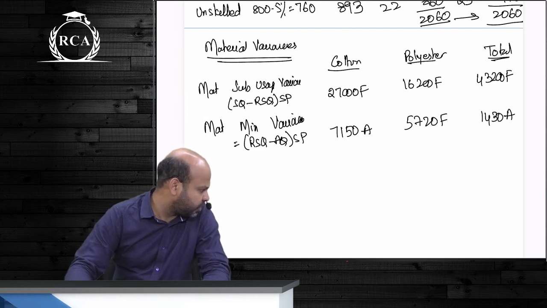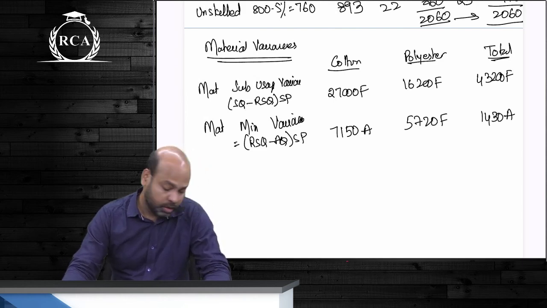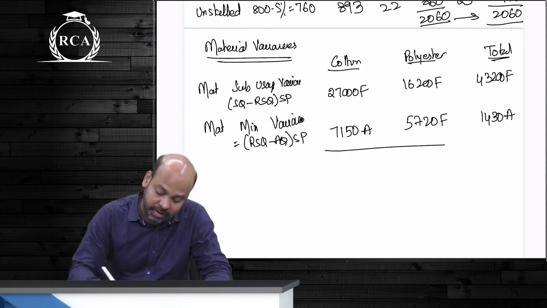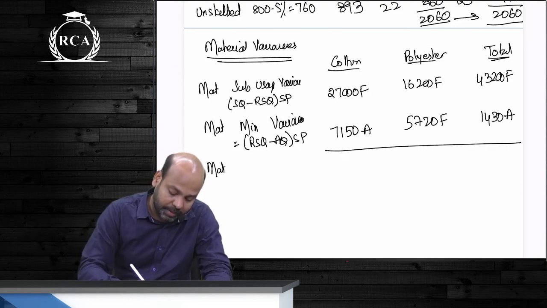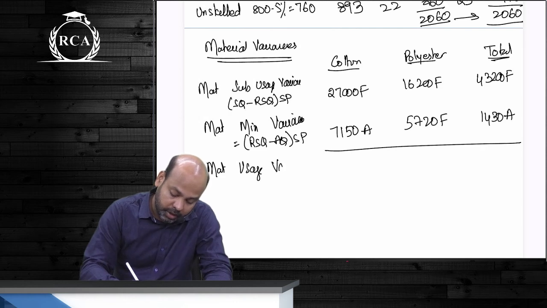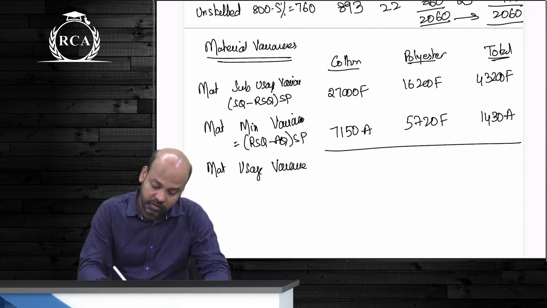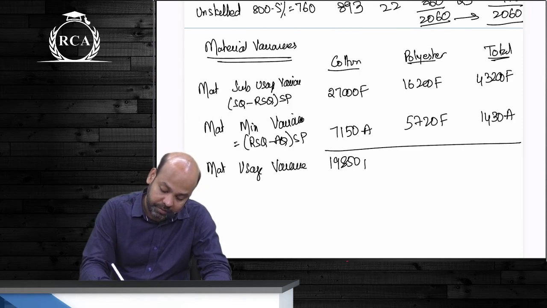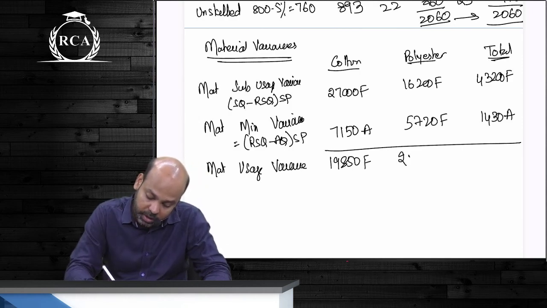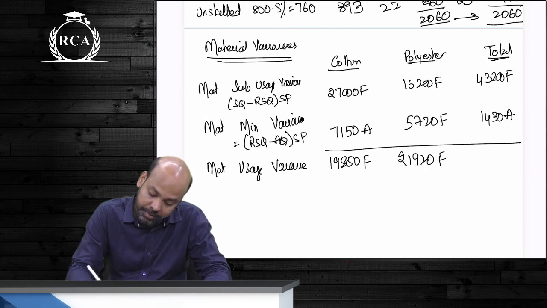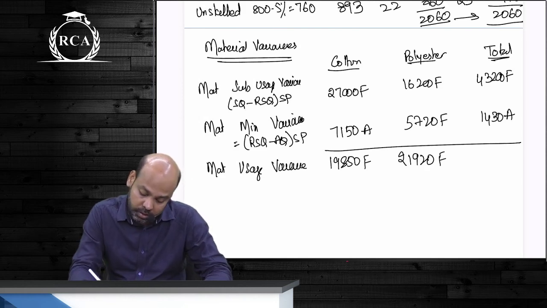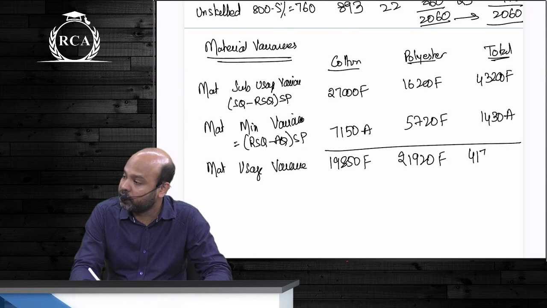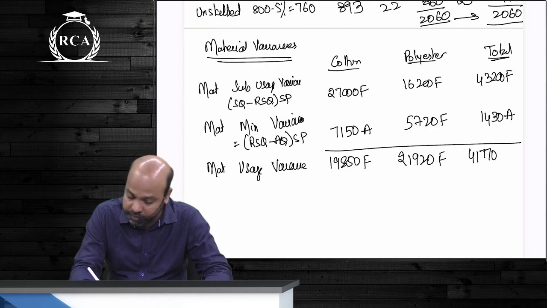Perfect, beta. So we got this, guys. Now, beta, you can add them and write material usage variance. So this will become 19,850 favorable. This will become 21,920 favorable. Put together, beta, 770 favorable.